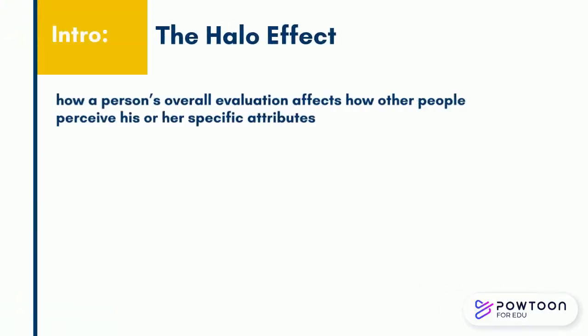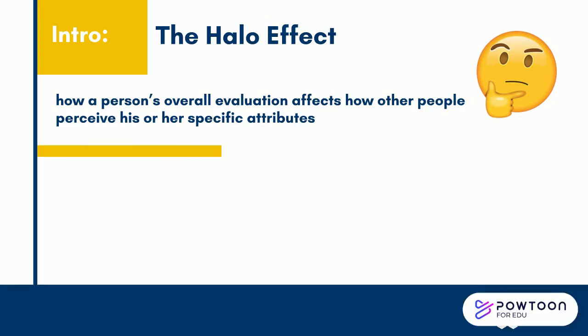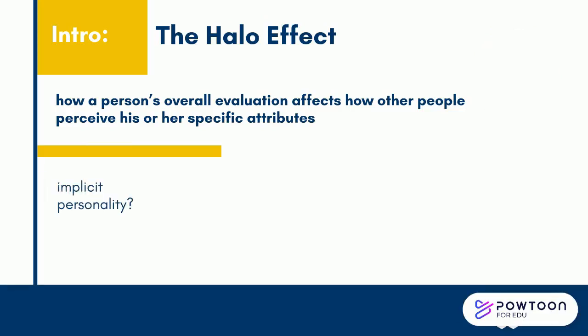The halo effect is defined as how a person's overall evaluation affects how other people perceive his or her specific attributes. It is a widely known phenomenon, but seldom do we dig in and find out its true nature. One would assume that this phenomenon is caused by implicit personality theory, how people make assumptions about attributes that they are not familiar with.